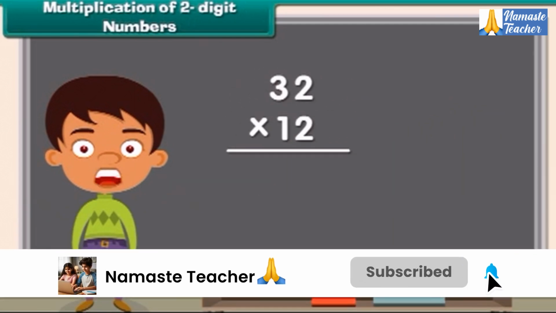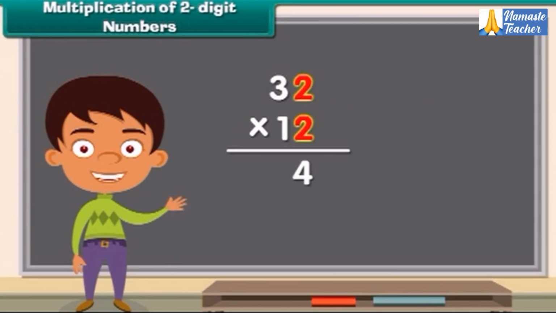Now let us multiply 32 by 12. 1. Multiply 2 by 2 to get 4. Write 4 below the line at the ones place. 2. Then multiply 3 by 2. Answer is 6. Place 6 below the line at the tens place. 3. Mark a cross below 4.